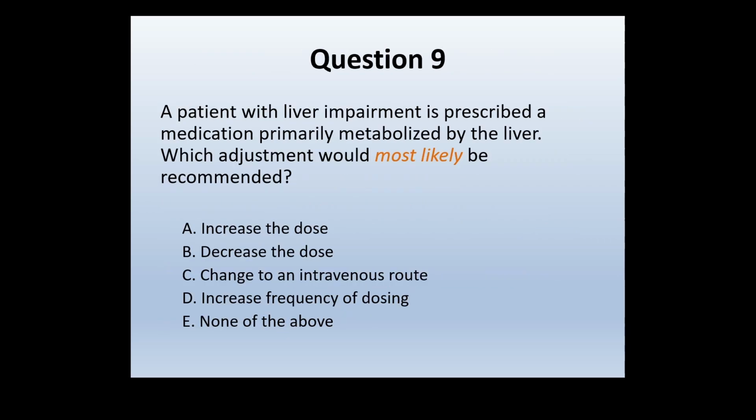Question 9. A patient with liver impairment is prescribed a medication primarily metabolized by the liver. Which adjustment would most likely be recommended? Option A, increase the dose. Option B, decrease the dose. Option C, change to an intravenous route. Option D, increase frequency of dosing. Option E, none of the above.